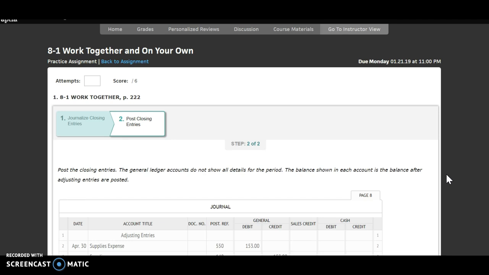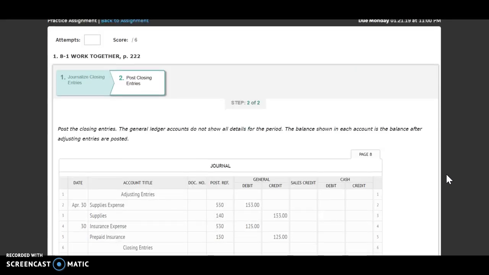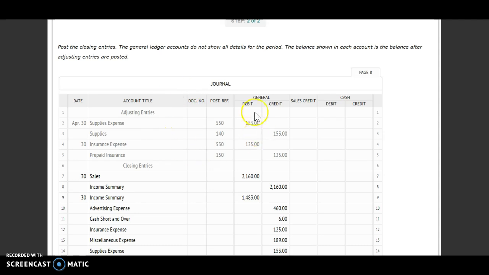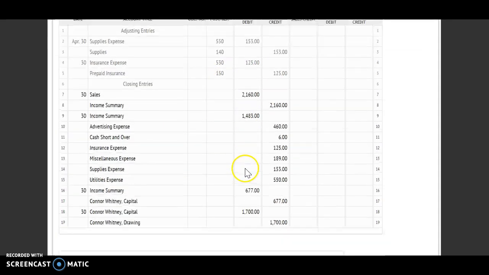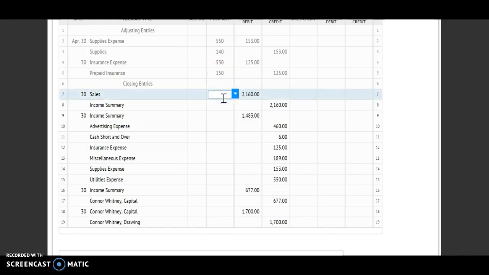The general ledger accounts do not show all details for the period. The balance shown in each account is the balance after adjusting entries are posted. So up here they're showing us our adjusting entries. Notice those are already posted. And now we are going to post the next accounts. So first I'm going to find my sales account.